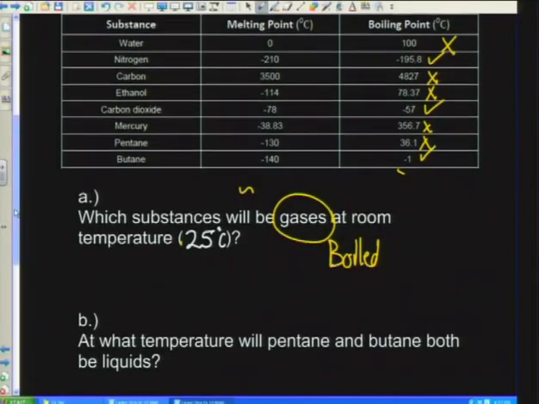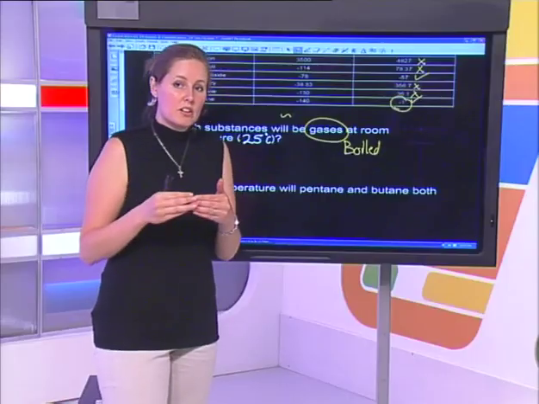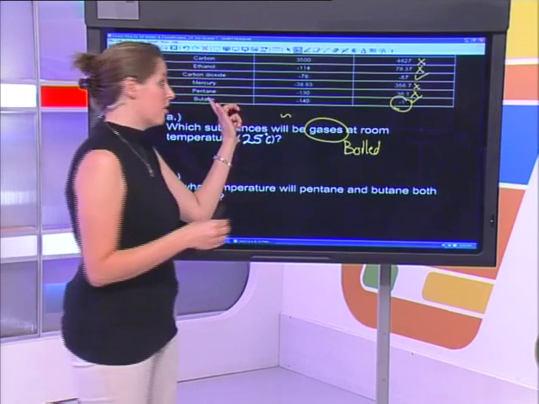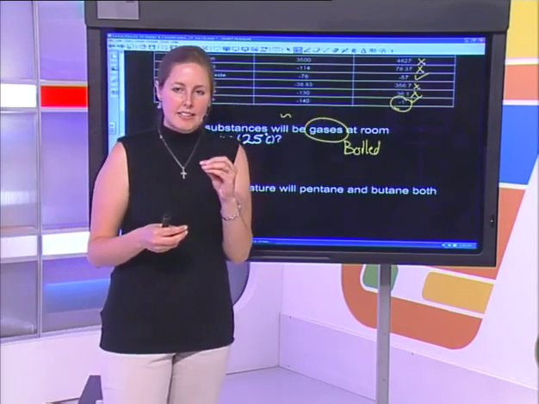What temperature will pentane and butane both be liquids? Now, pentane and butane are the bottom ones, and we are considering at what temperature would both be liquids. Well, we've got to look, this is our top point. It has to be below minus 1 degree Celsius, because after 1 degree Celsius, butane is going to become a gas.